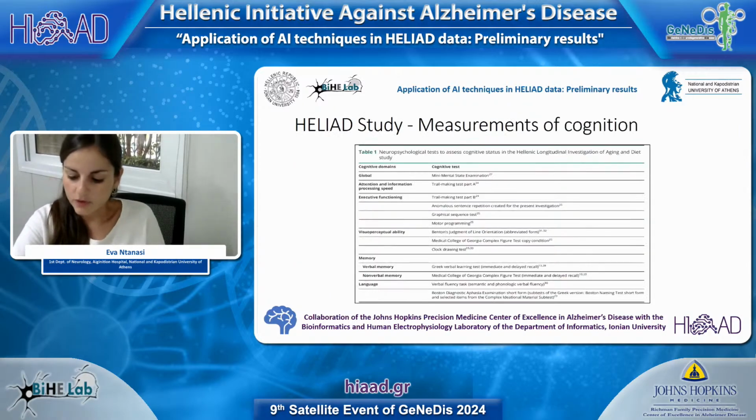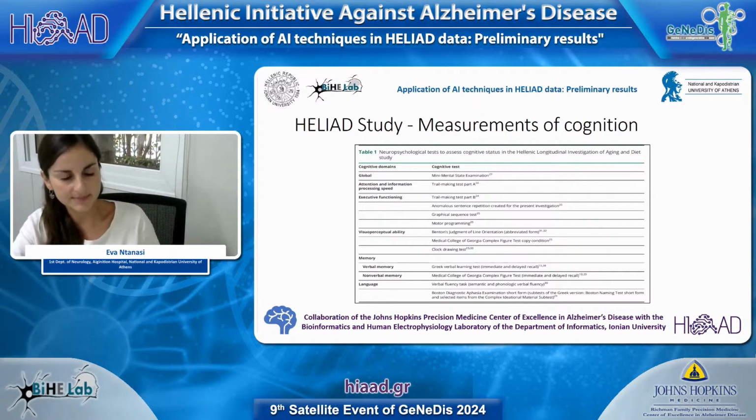As I mentioned before, all participants also have completed a detailed neuropsychological evaluation. In this table, we tried to summarize the cognitive domains that are assessed in the HELIAD study, and also the specific cognitive tests that we have used. Except for global cognition, we also assess the domains of attention and speed, executive functioning, memory, visual-perceptual ability, and language. We use participants' performance on these tests when we set their diagnosis, but we also use the scores on these tests as a measurement of participants' cognition.